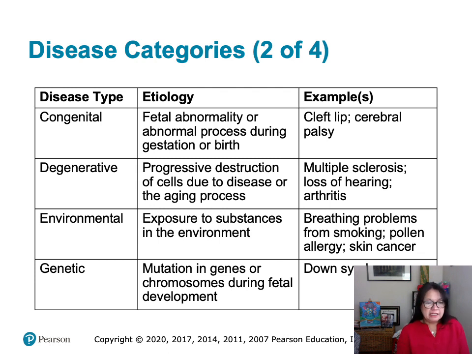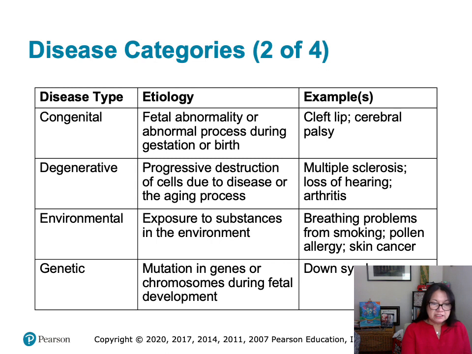Diseases can be divided into different categories based on their etiology or cause. Let's look at each of these categories individually. A congenital disease is caused by an abnormality in the fetus as it develops, or by an abnormal process that occurs during gestation or birth. Laboratory and radiology tests allow some of these conditions to be diagnosed before the fetus is born. Cleft lip and cerebral palsy are both examples of congenital diseases.